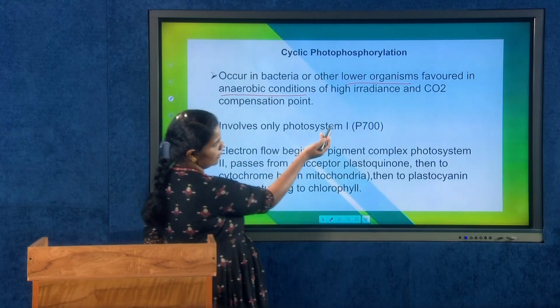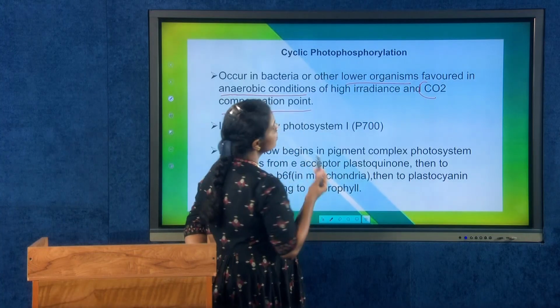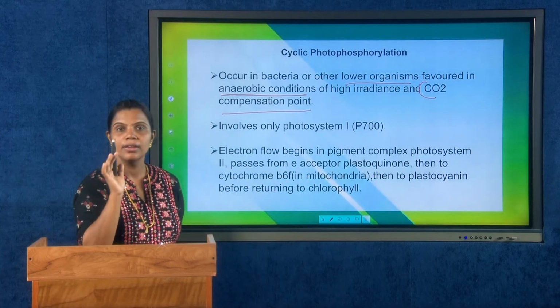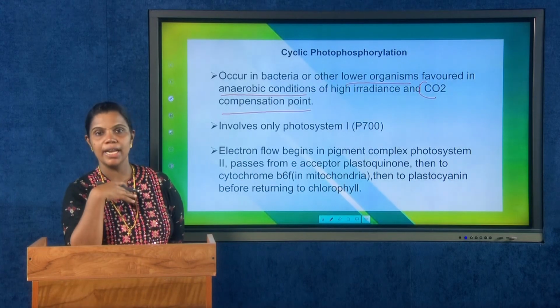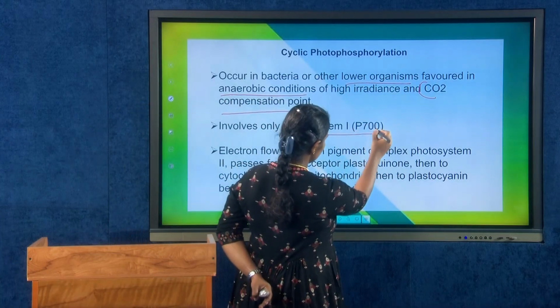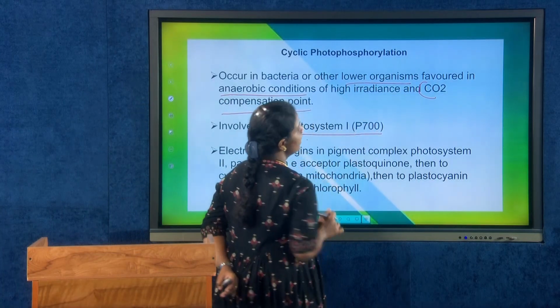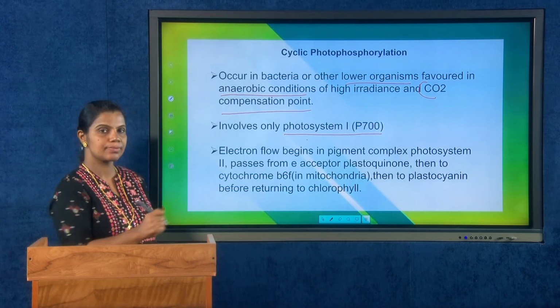And we have a high carbon dioxide compensation point. So, this is the condition for the occurrence of cyclic photophosphorylation. That is why it is occurring in lower organisms. And this is performed in the presence of photosystem 1. The cyclic photophosphorylation occurs in photosystem 1.